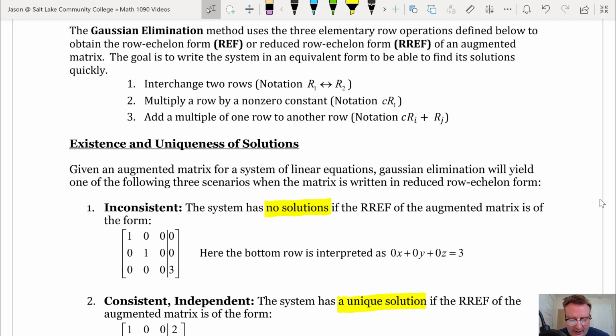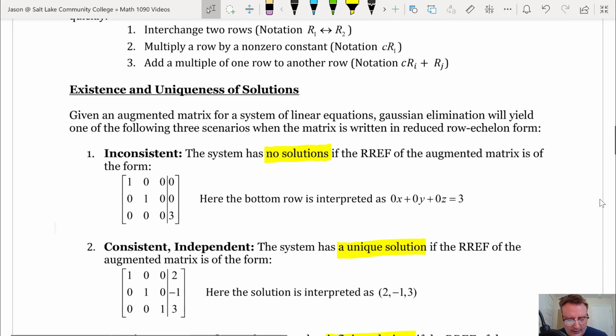But the idea with Gaussian elimination is you're going to take an augmented matrix, and then do a finite sequence of these elementary row operations until you get the matrix into reduced row echelon form, typically, or maybe just row echelon form. And then once you get it into reduced row echelon form, one of three things can happen.